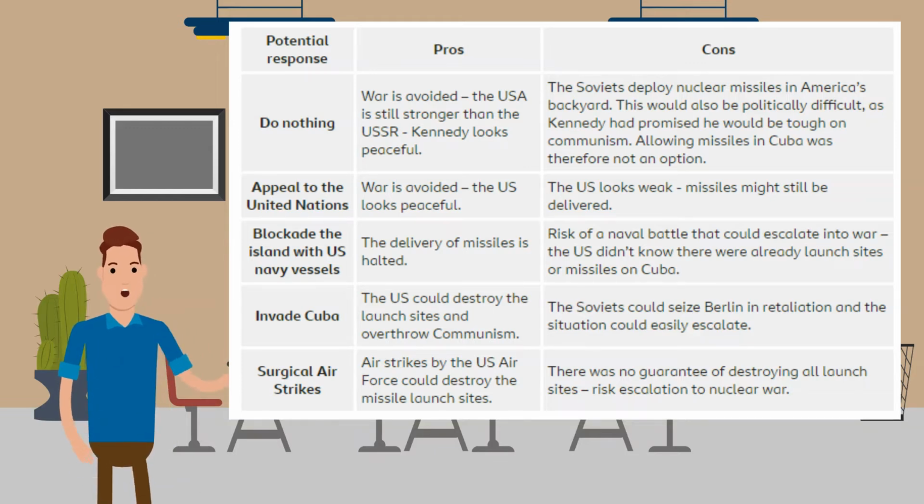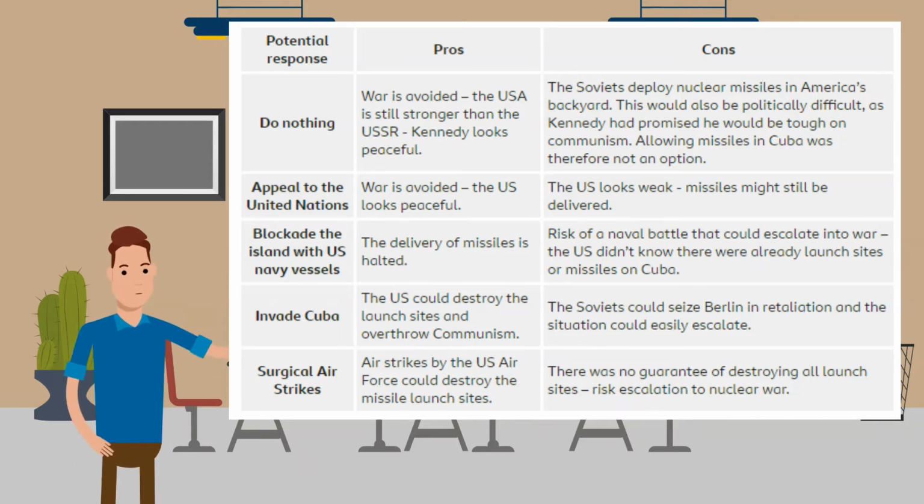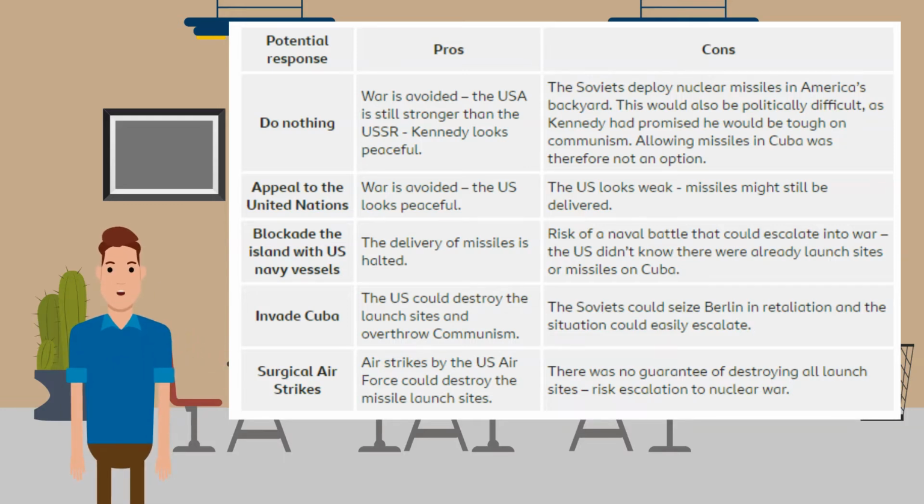Secondly, appeal to the United Nations. The pros are war is avoided, the US looks peaceful. The cons are the US looks weak. Missiles might still be delivered. Thirdly, blockade the island with US Navy vessels. The pros are the delivery of missiles is halted. The cons are it risks a naval battle that could escalate into war. The US didn't know there was already launch sites or missiles on Cuba.